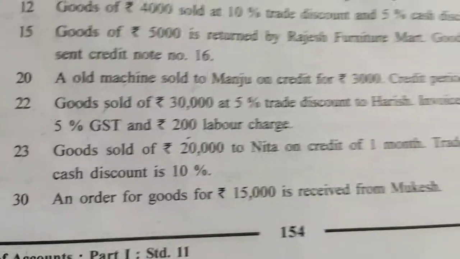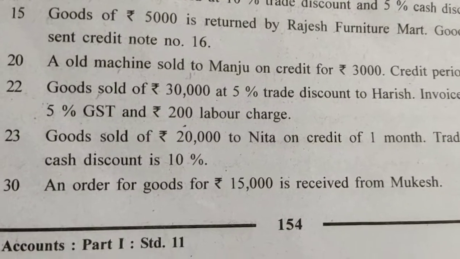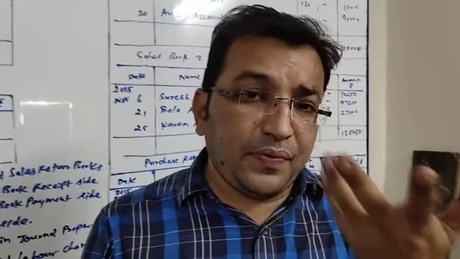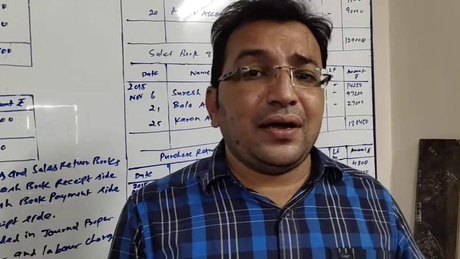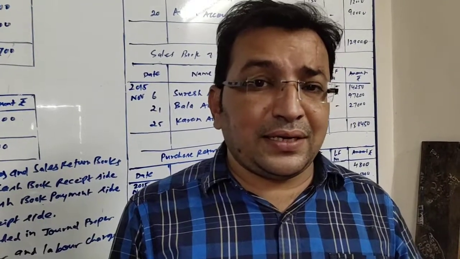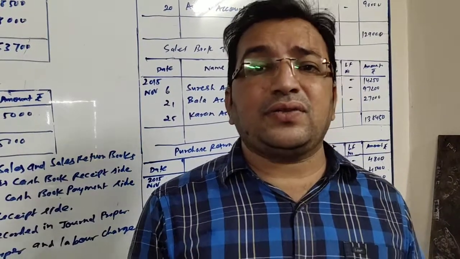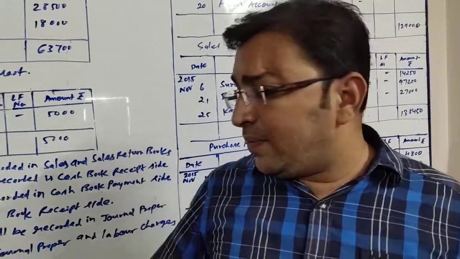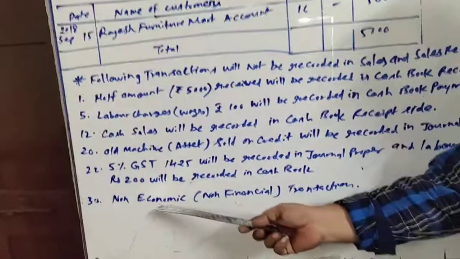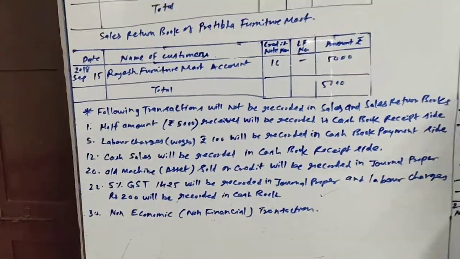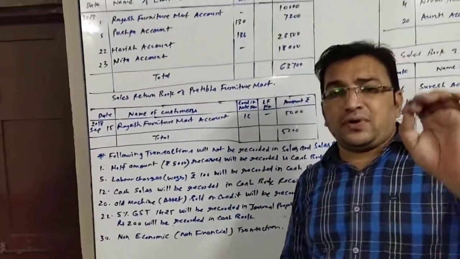Okay, next transaction. An order for goods of rupees 15,000 is received from Mukesh. So we very well know this is a non-financial, non-economic transaction. Just receiving an order from someone is not a financial transaction, so it will not be recorded anywhere. We'll write a note about that non-economic or non-financial transaction. So here our sum comes to an end.